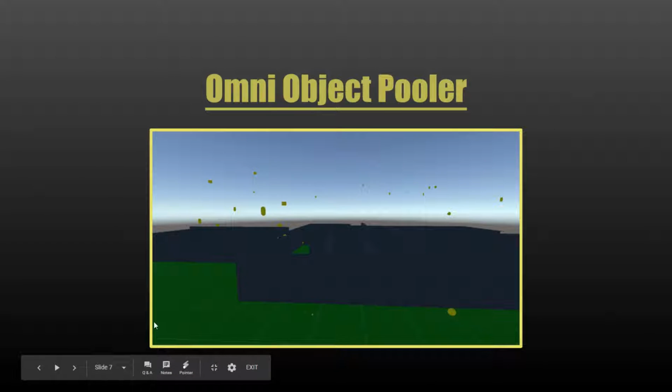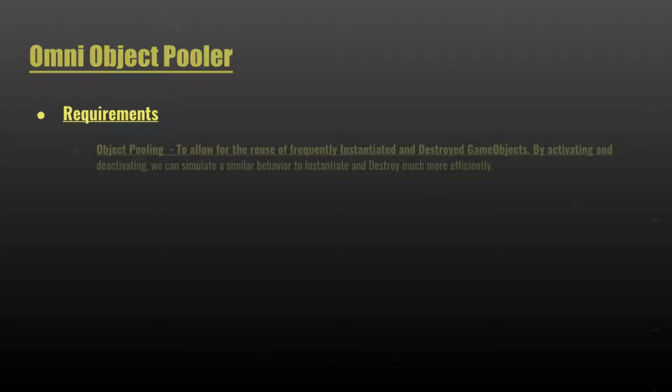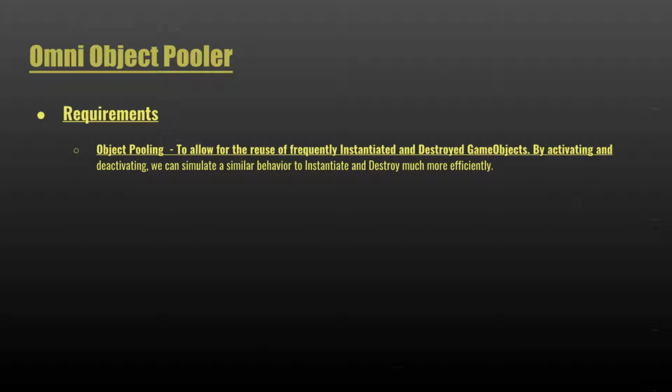All right. So talking about the object pooler, like I said, I had seen a tutorial about object pooling, and I was like, oh yeah, I know object pooling, I can do that. Object pooling, for anyone who doesn't know, is the reuse of frequently instantiated and destroyed game objects.